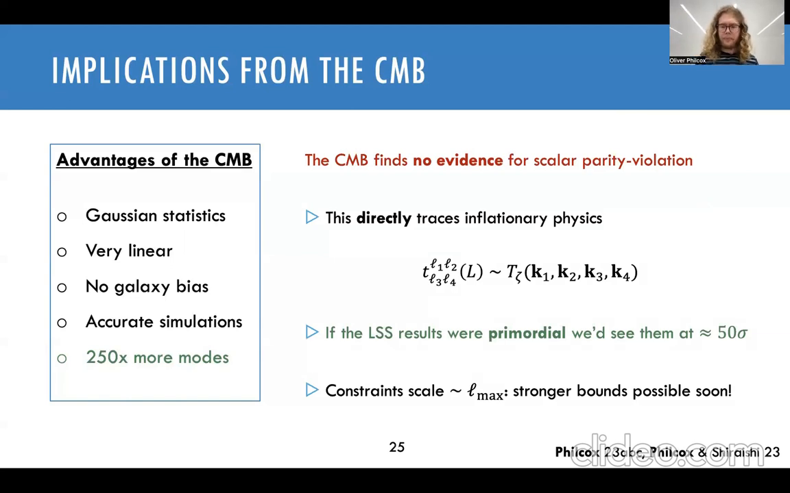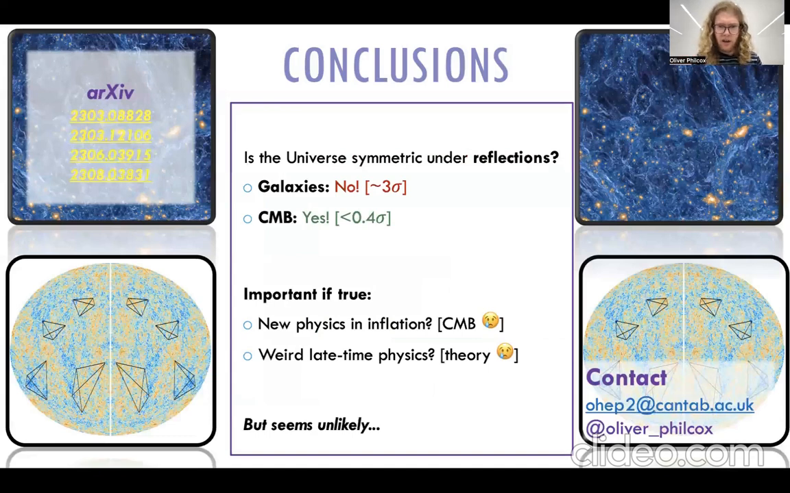So at this point, I think I should conclude by saying that what we're trying to do is answer the question about whether the universe really is symmetric under reflections. If it isn't, we could find new physics in inflation or at late times. But late-time physics is hard, and the CMB doesn't like new physics. So from my point of view, this is a very exciting line of research, but it seems like the universe may not be in our favor.